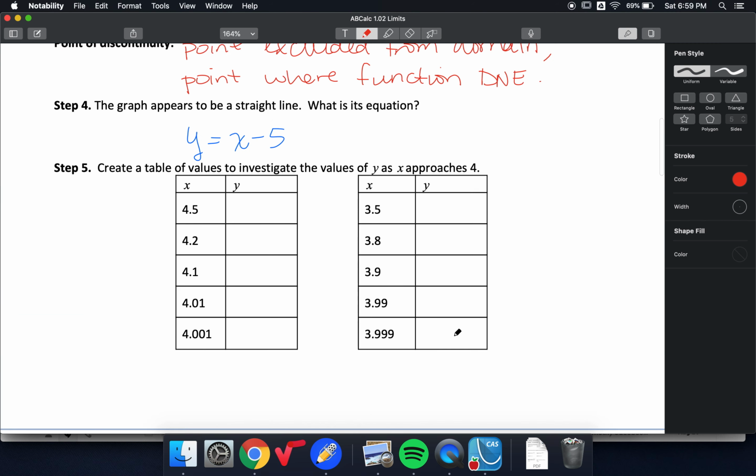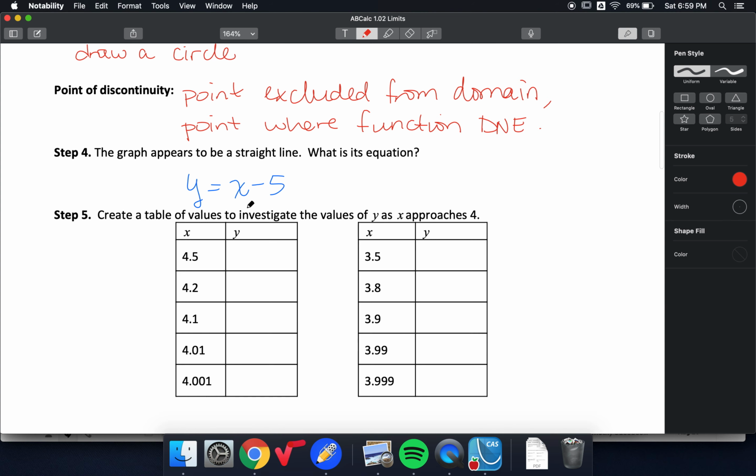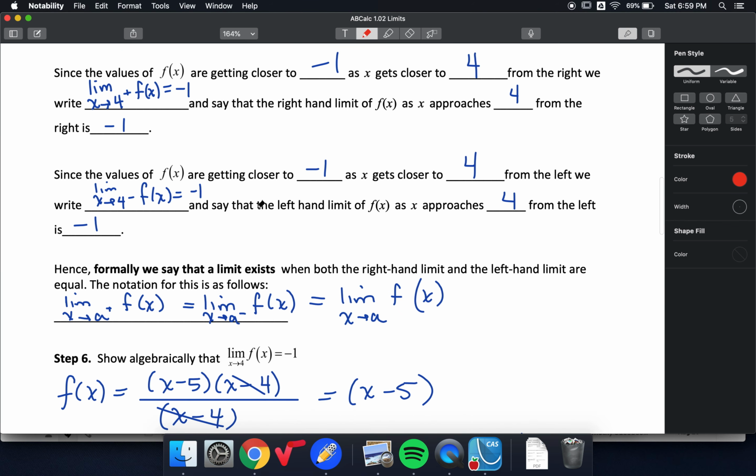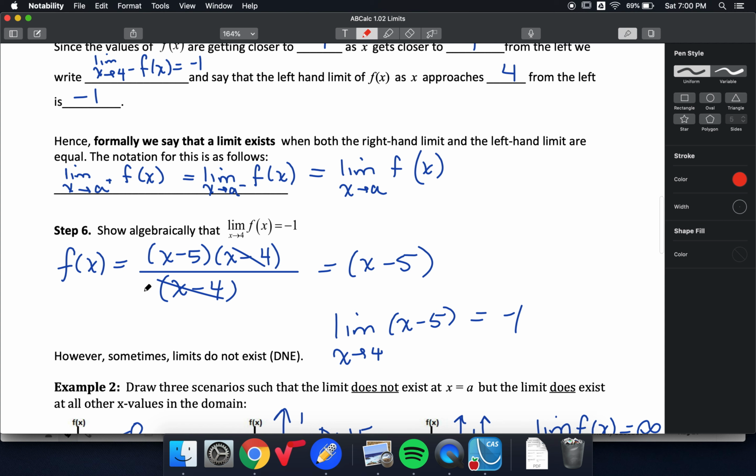We thought earlier that the equation of this line was y equals x minus 5. Well, if I simplify my function, then I can factor the top, numerator and denominator cancel, and I'm left with what appears to be x minus 5. So then when x goes to 4, now I can just substitute in the 4 because I'm not dividing by 0 anymore. And in fact, 4 minus 5 does equal -1.